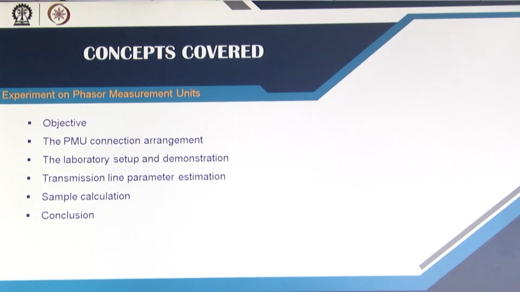We will have an example of how to obtain the transmission parameters for the particular network given, in real time, and how we can obtain the corresponding parameters in a transmission line and in actual systems, followed by a sample calculation and overall conclusion.